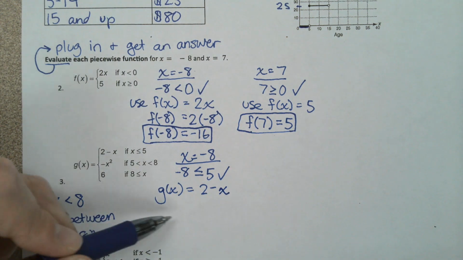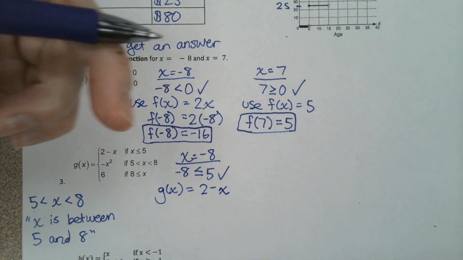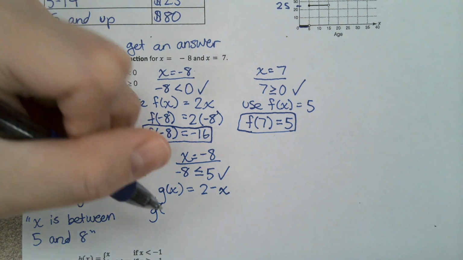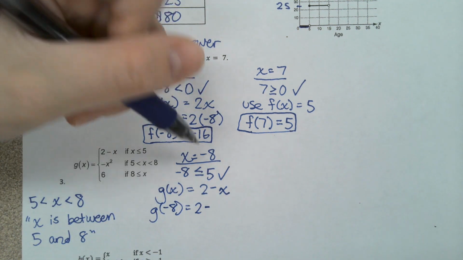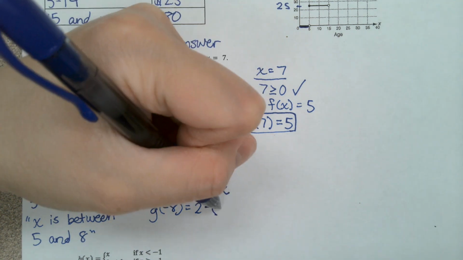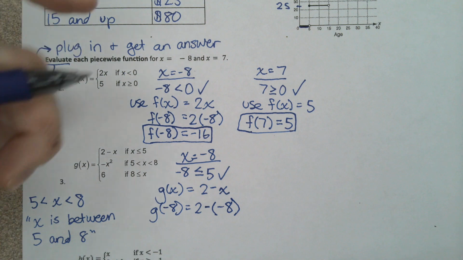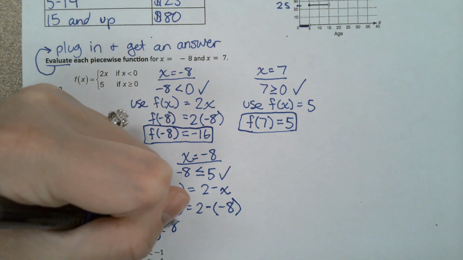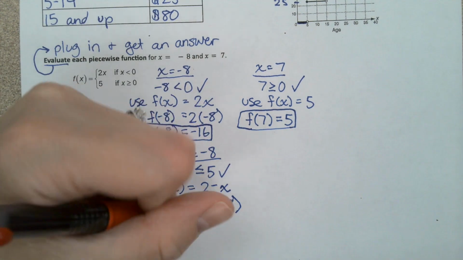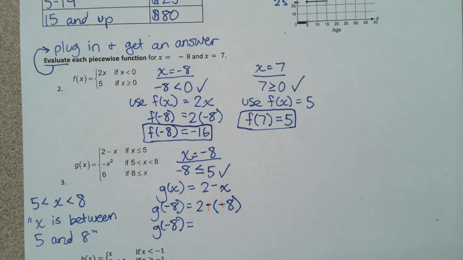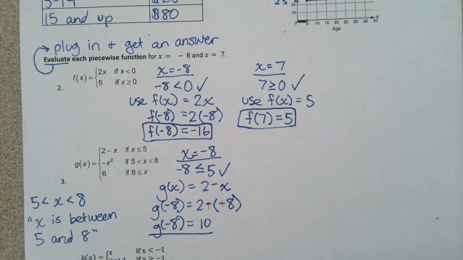By the way, g of x is just another function notation. F and g are the most common letters that we'll use for this. Plugging in negative 8 for x. We have 2 minus, use parentheses here, negative 8. G of negative 8 equals, hopefully you already see what's happening here. 2 minuses in a row give us a positive, so we have 2 plus 8, which is 10. G of negative 8 is 10.